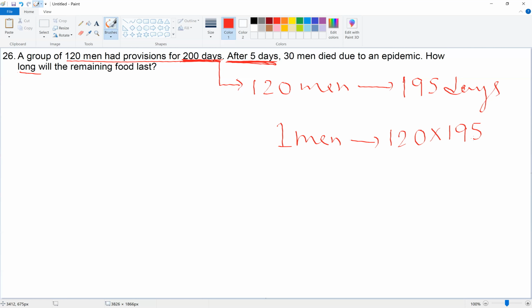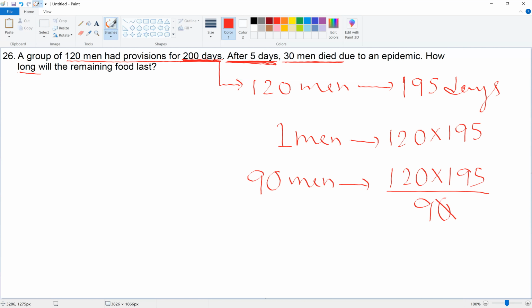And then how many men died? 30. So how many people are left? 90. Yeah. So the answer would be 195 times 120, now divide by 90. That comes to 260. Do you understand? Yeah.